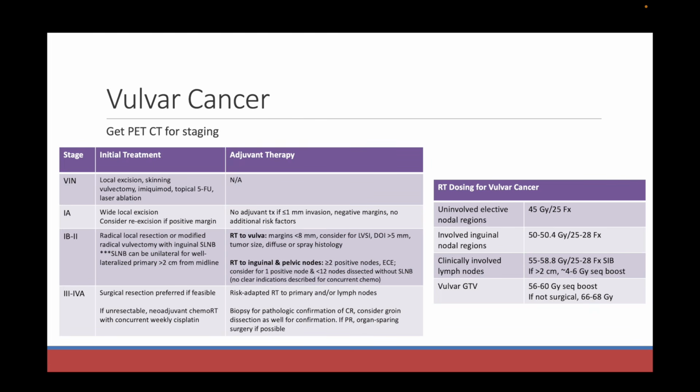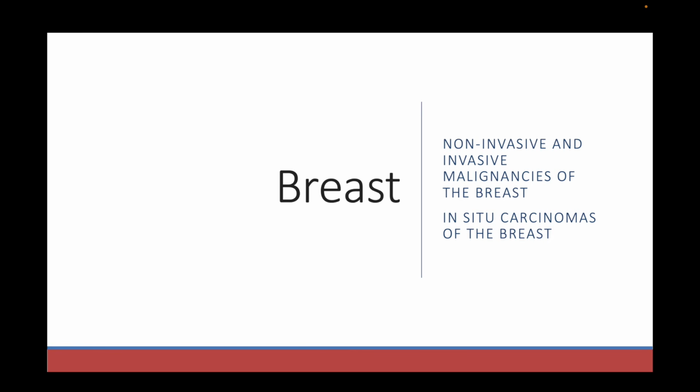And in the GU section, I did not talk about penile cancer. I personally have never seen a penile cancer case or managed it. But from what I understand, the management principles for penile cancer are very, very similar to vulvar cancer. And that brings us to our final section, which is breast cancer.